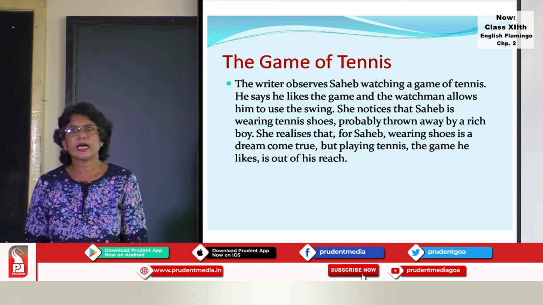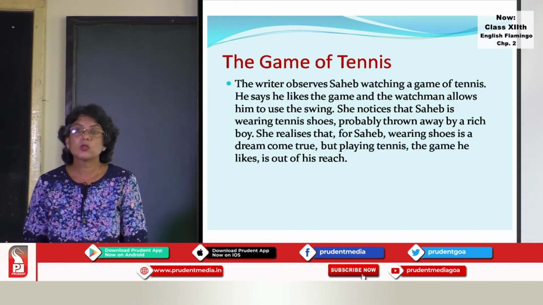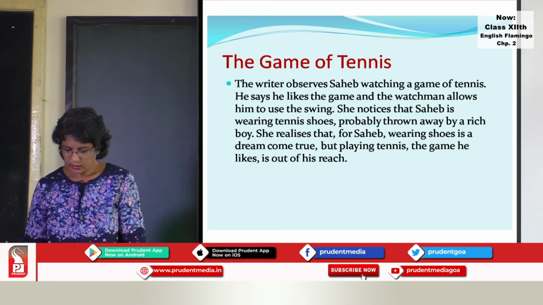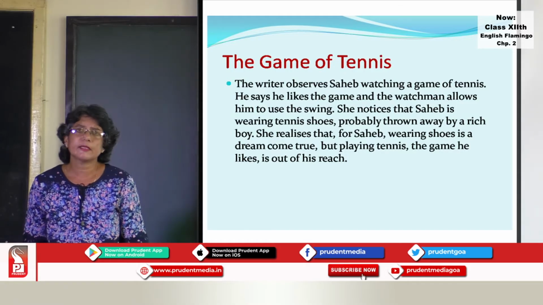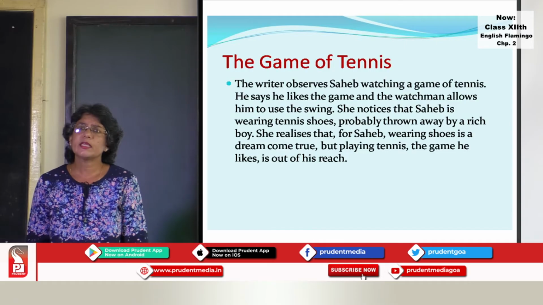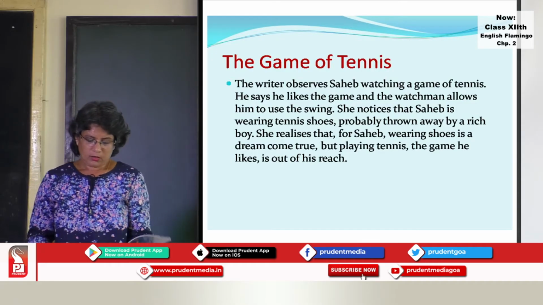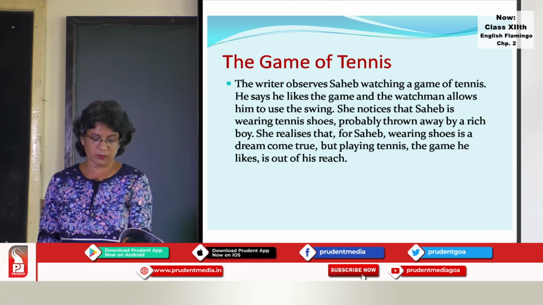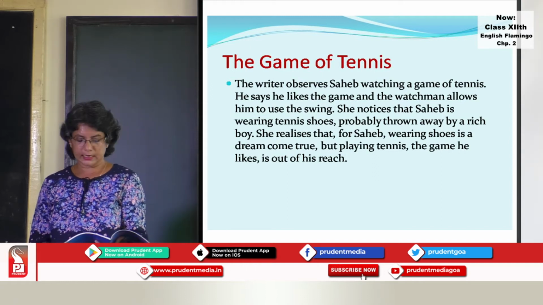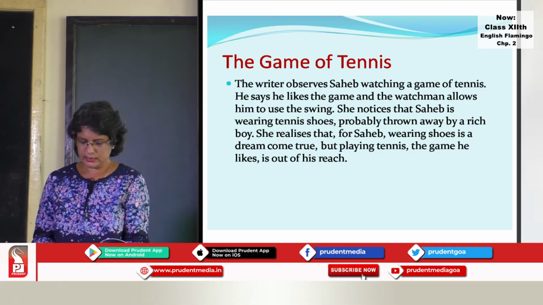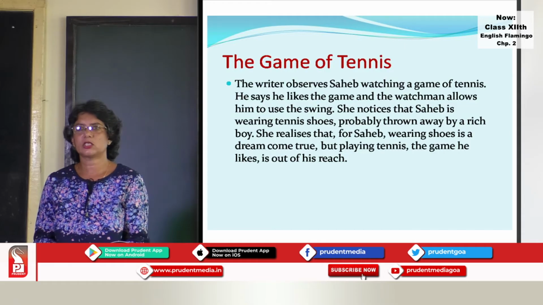The watchman allows him to use the swing when no one is around. She notices that Saheb is also wearing tennis shoes which don't match with his clothes, which are very dull, which are discolored. And Saheb explains that someone has given them to him. He is not bothered that these are shoes which have been thrown away by a rich boy, probably because they have a hole in them. For someone who walked barefoot, even shoes with a hole is a dream come true. However, the writer notices that the game that the boy is watching, which he says he likes, this game of tennis, is out of his reach.